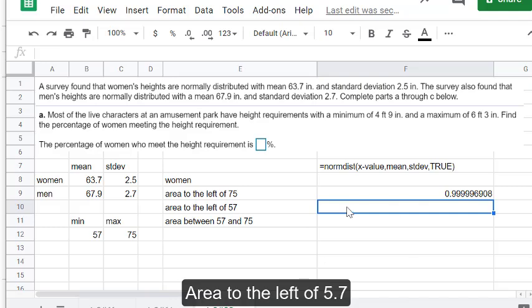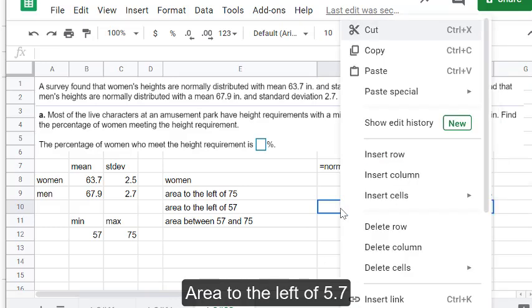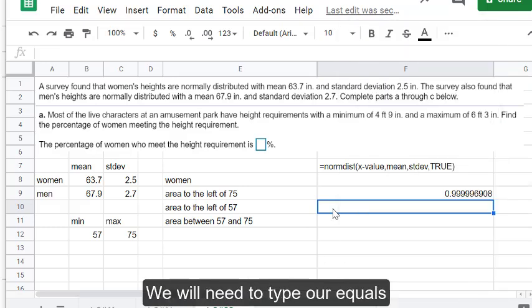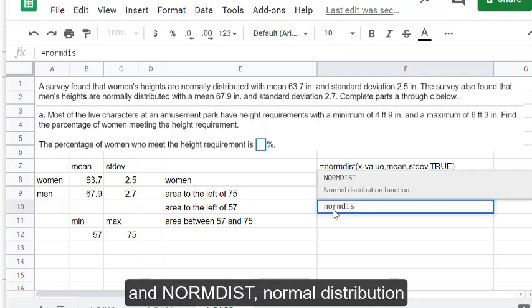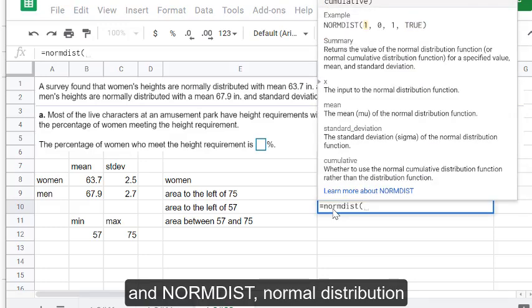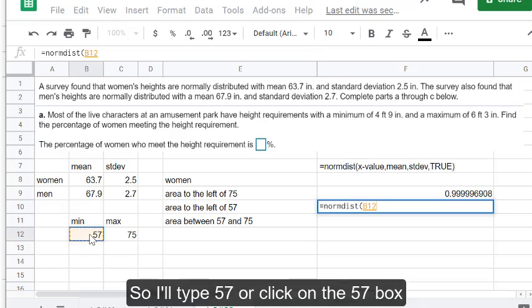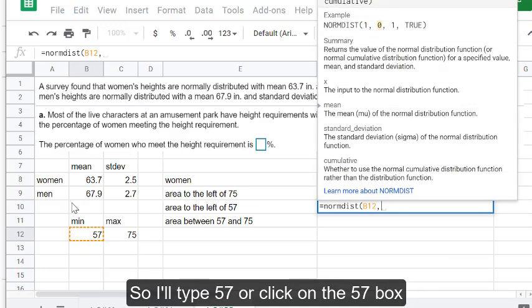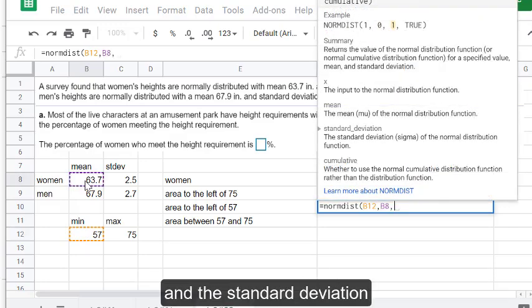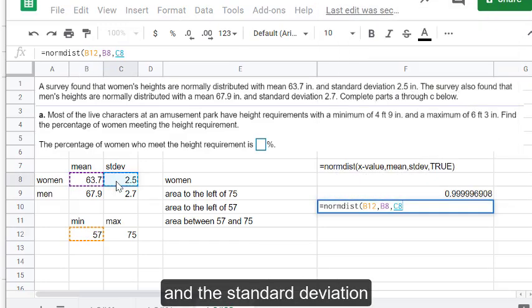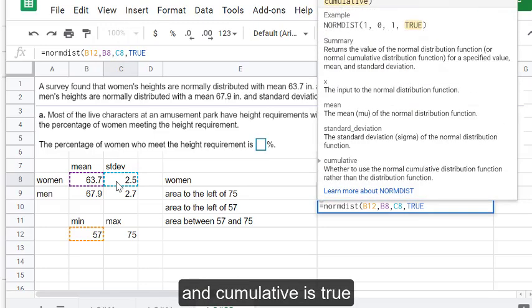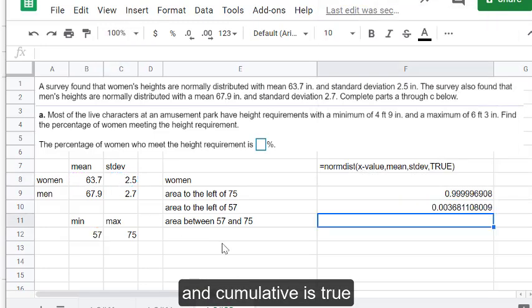Area to the left of 57. We will need to type our equals and NORM DIST, normal distribution. And this time we're looking at the area to the left of 57. So I'll type 57, or I'll click on the 57 box. The mean and the standard deviation, and cumulative is true. And now I have that value.